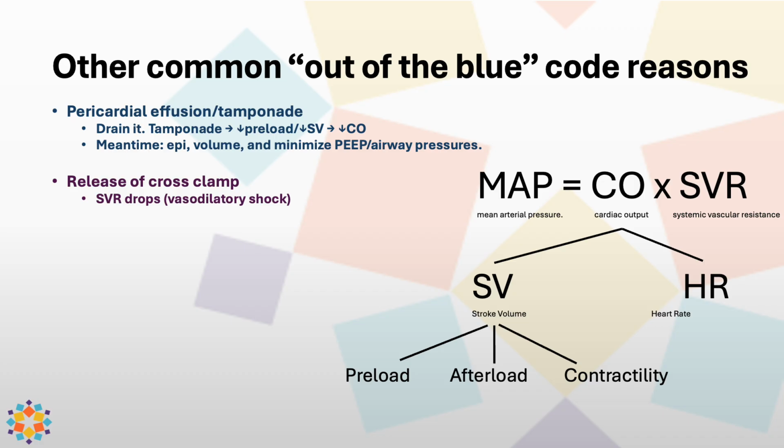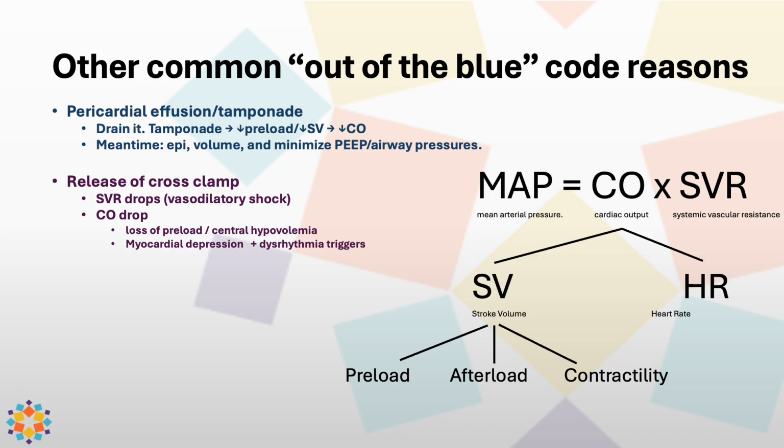Now, the other problem is as you vasodilate, you'll lose preload. You're going to need to make sure you have adequate volume. So you're losing preload, you're losing afterload. You can get acidotic from all the waste products, lactate and whatnot, coming back into the systemic circulation. That can decrease contractility, so your cardiac output drops as well. So you can get profound hypotension with release of cross clamp because both cardiac output and SVR are down.